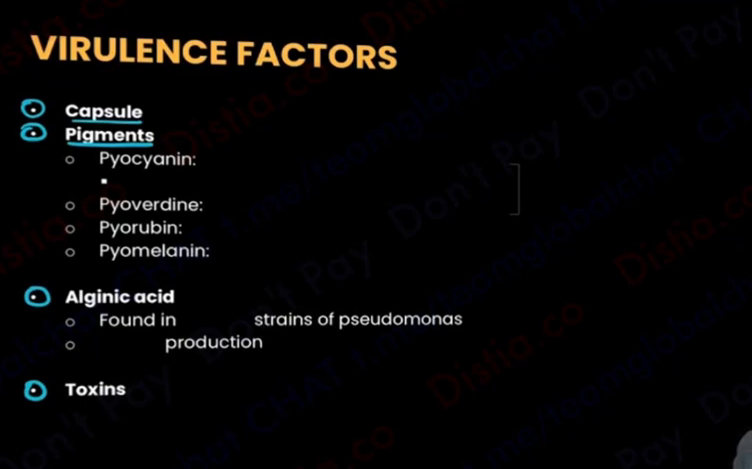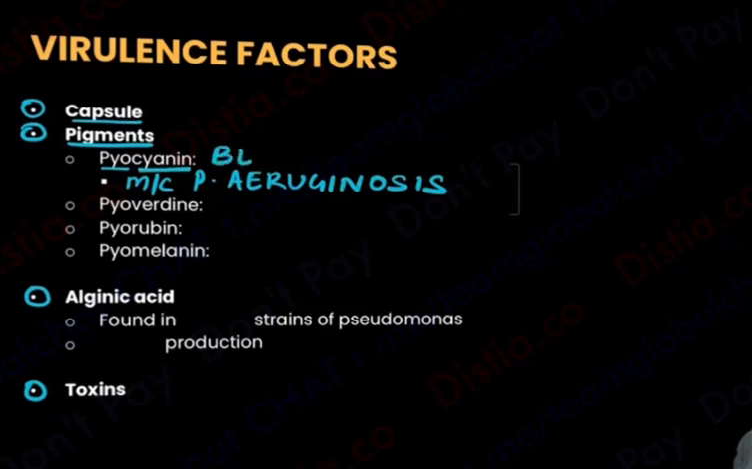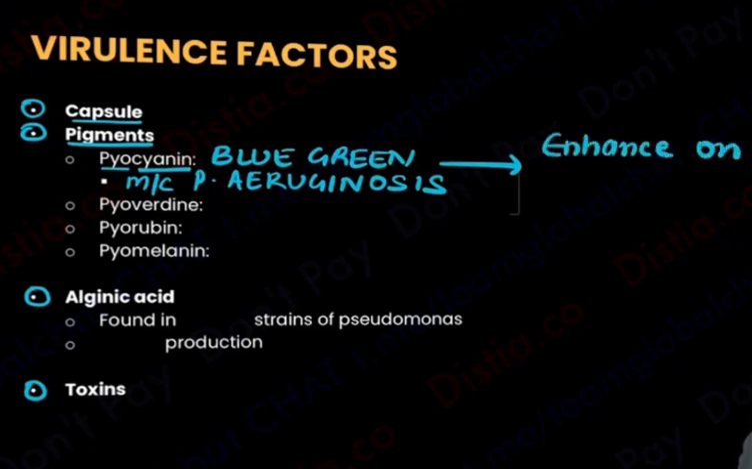It has pigments. What are the pigments? The most common is pyocyanin, and it is seen with Pseudomonas aeruginosa. Pyocyanin, cyanin tells me that this is a blue-green pigment. It's blue-green in color, and if you want to enhance it, how will you enhance the pigment? In King's medium. So it is in King's medium that I will enhance the pyocyanin.